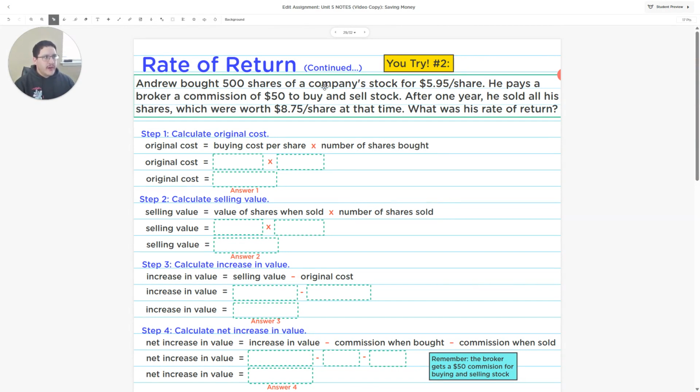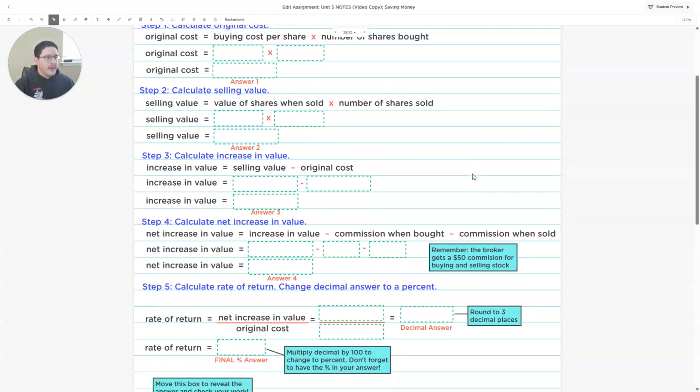Andrew bought 500 shares of the company's stock for $5.95 per share. He pays a broker a commission of $50 to buy and sell the stock. After 1 year, he sold all his shares, which are worth $8.75 per share at the time. What was his rate of return? So at this moment, I would like for y'all to pause the video and try this problem on your own. Otherwise, I'm going to continue on and show y'all how to do this.